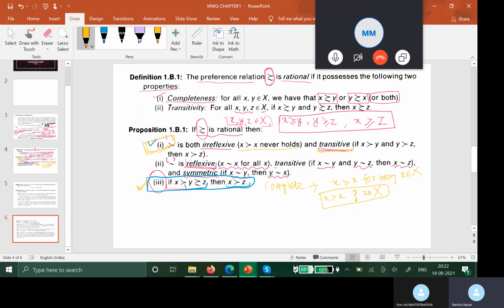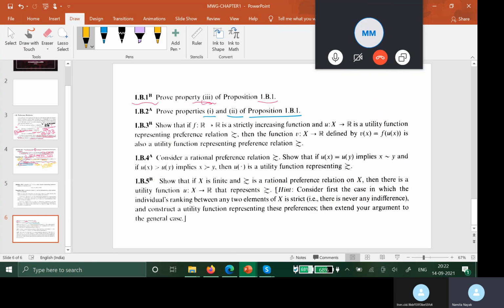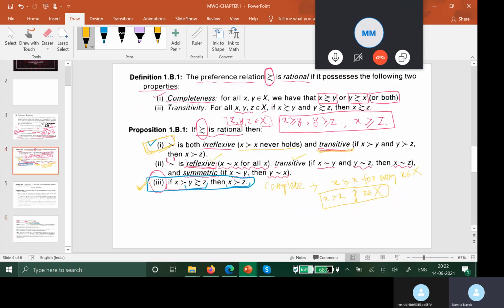So what is property 2 actually? That the indifference relation is reflexive, transitive and symmetric. So indifference relation means for every X that is an element of capital X, your X will be indifferent to X, correct? So that is reflexive.